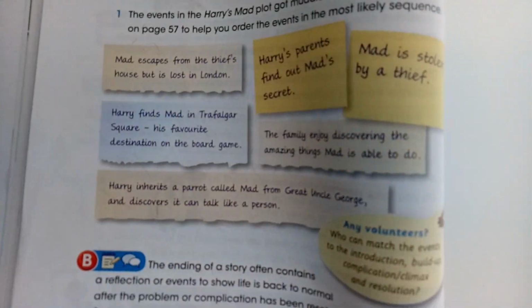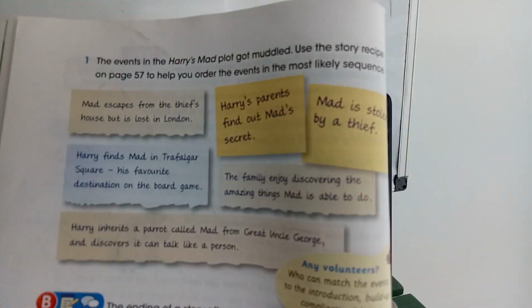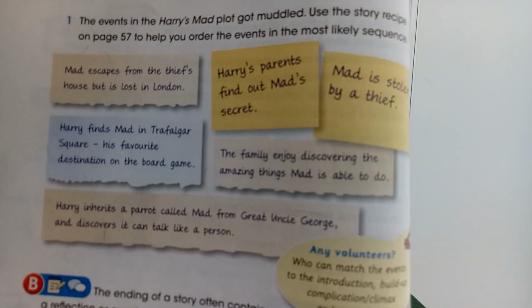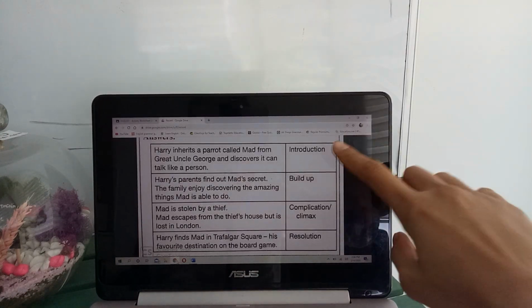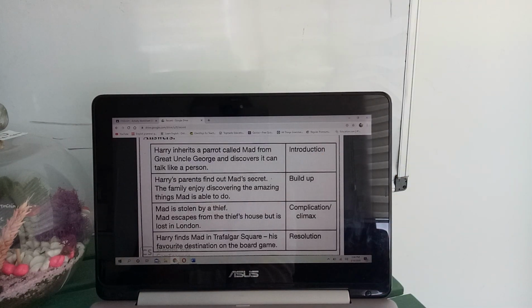These were the given events to you yesterday. Let's check the answers. So the answers are here. In the introduction, we have Harry inherits a parrot called Mad from Great Uncle George and discovers it can talk like a person. So it introduces the characters Harry, Mad or Madison, and Great Uncle George.